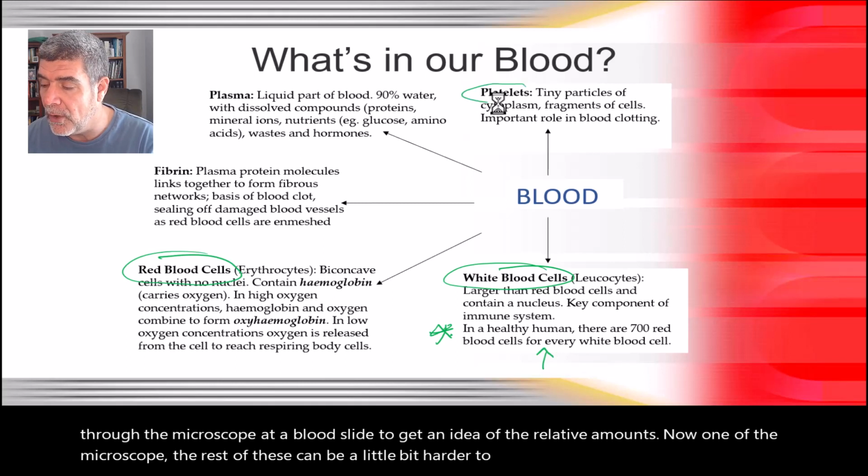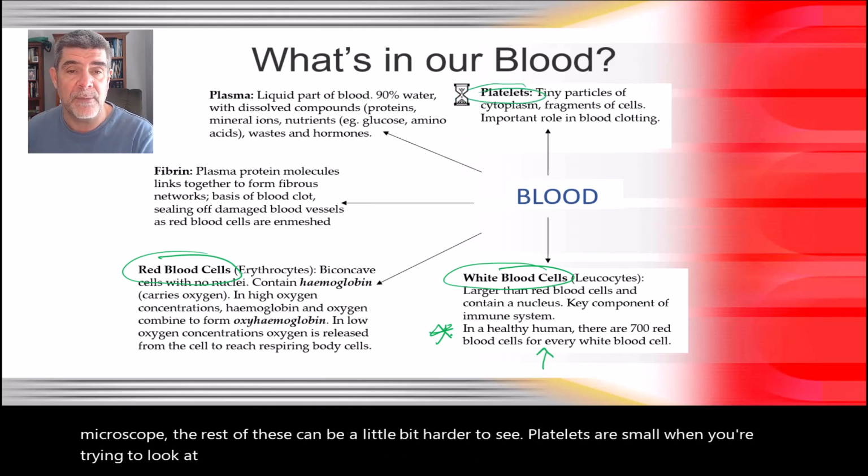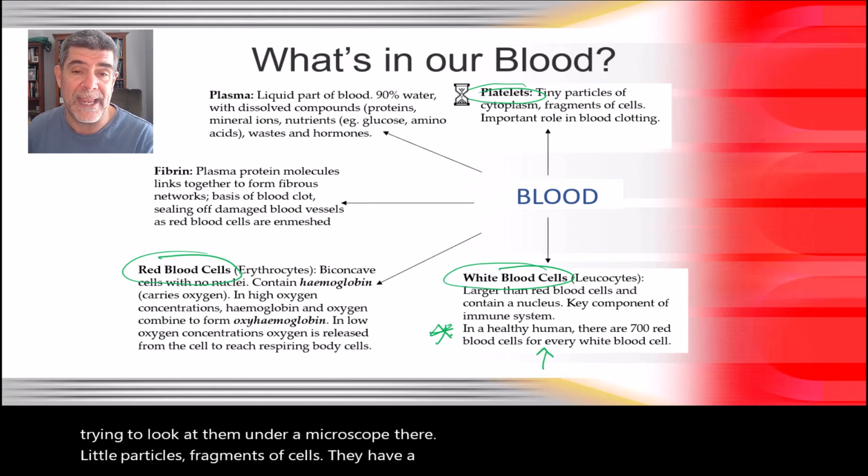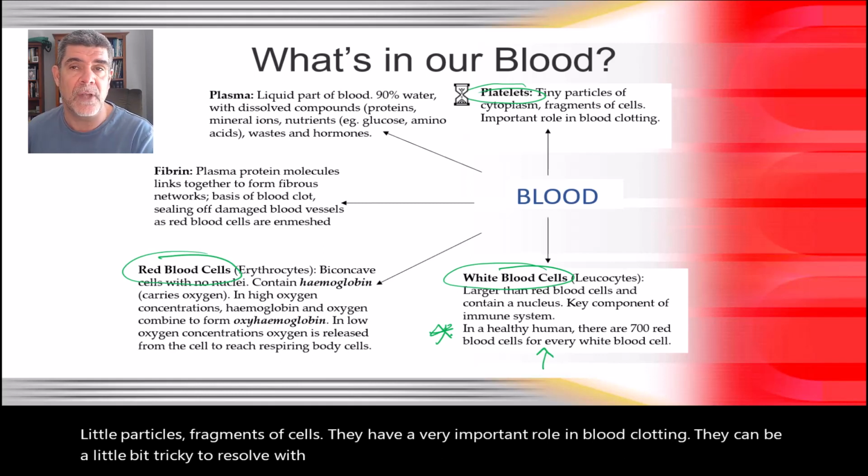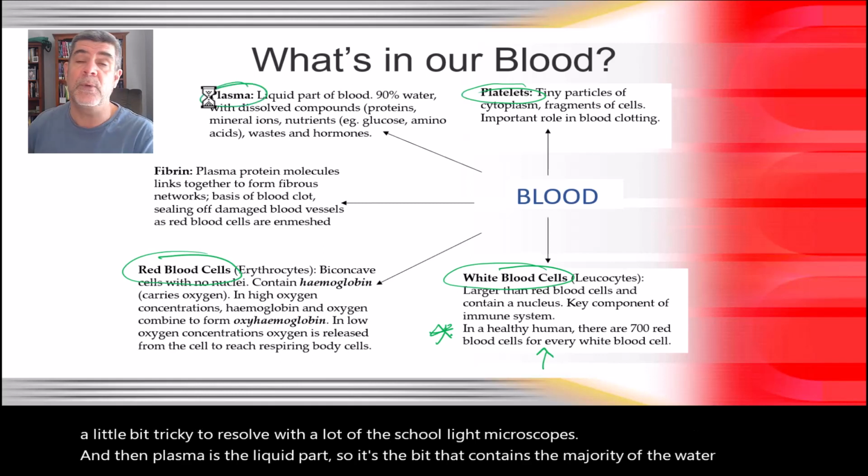Platelets are small when you're trying to look at them under a microscope. They're little particles, fragments of cells. They have a very important role in blood clotting. They can be a little bit tricky to resolve with a lot of the school light microscopes. Plasma is the liquid part of the blood.